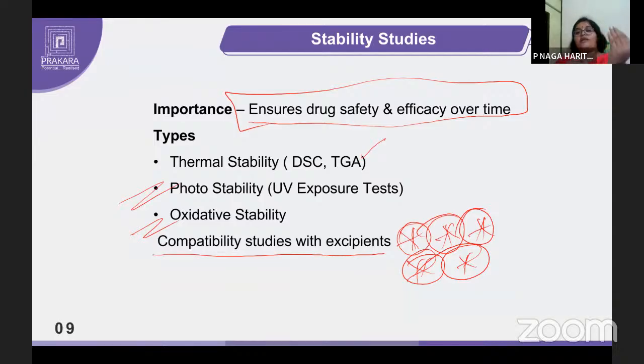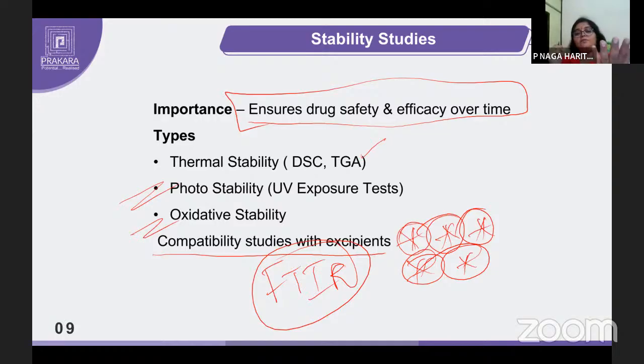If so, then what is the remedy that you are going to do? Are you going to change the excipient, or are you going to change the concentration of the excipient? So all these parameters can be assessed once you do the drug excipient compatibility study. So this drug excipient compatibility can be studied by FTIR, Fourier transform infrared spectroscopy.